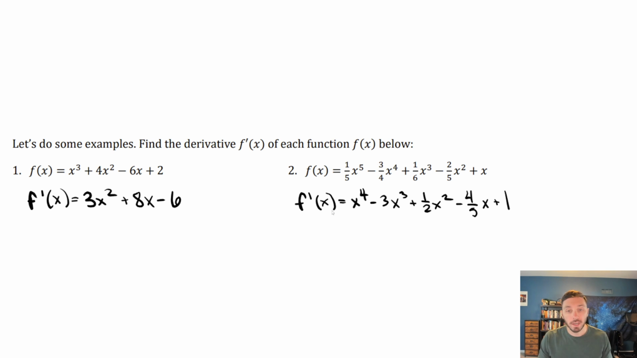Looking at the next one, this kind of cascades kind of nicely because this 5 times 1/5 is just 1, and then 5 minus 1 is 4.